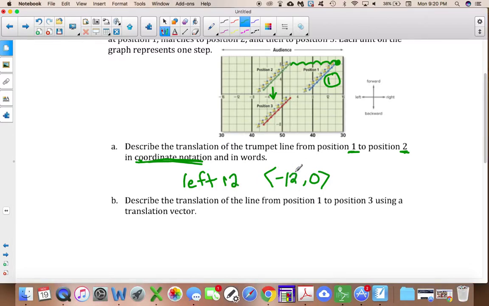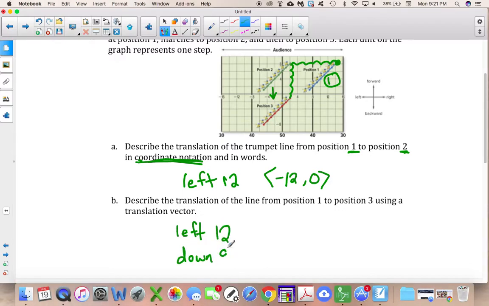And then from 2 to 3, we're going down 2, 4, 6, 8, and then 9. So we're going down 9. So left 12, down 9. That's from position 1 to position 3. So we already know that left 12 means negative 12.